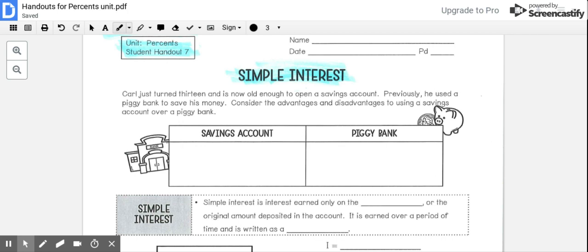Okay, if you are confused, we are skipping handout 6. So you should be on handout 7 about simple interest.